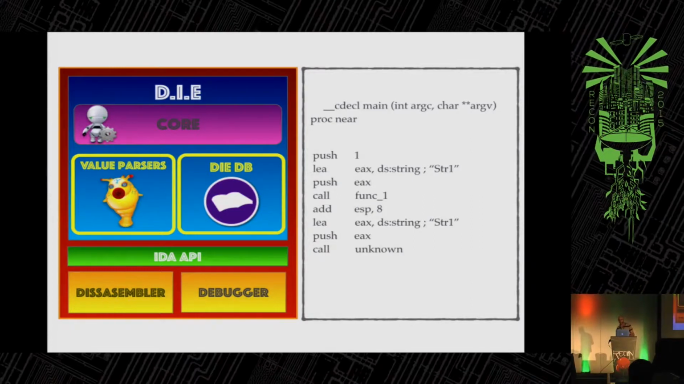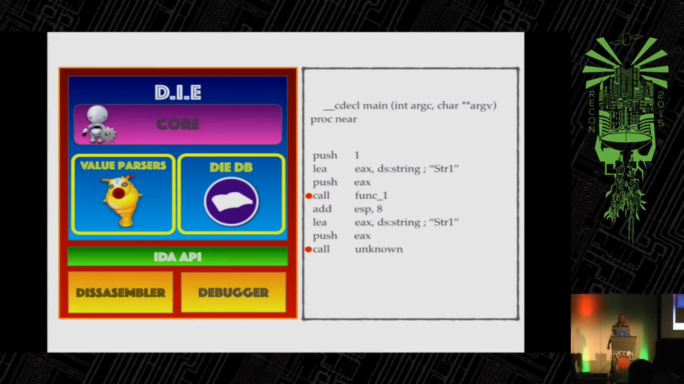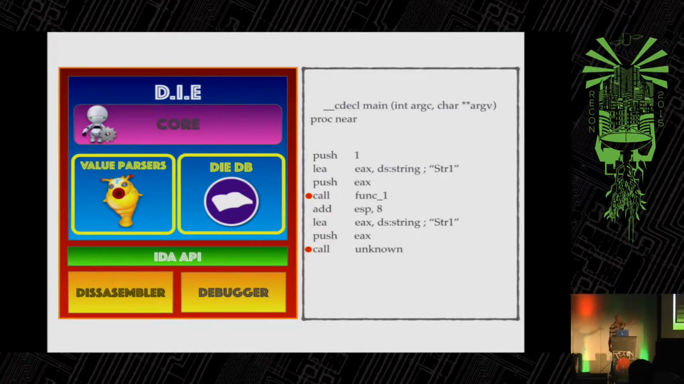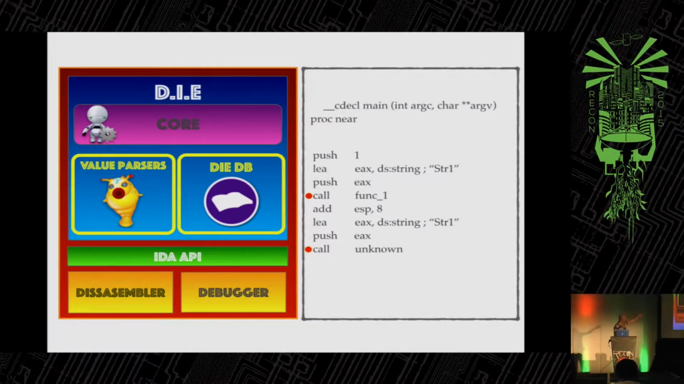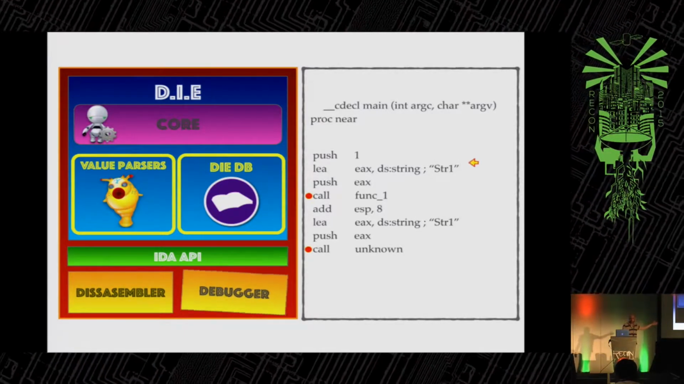When you first start DIE, the first thing that will happen is that the disassembler will look for any call instructions inside the function you're currently standing on, and we place breakpoints on these functions, and then we hit the debugger.